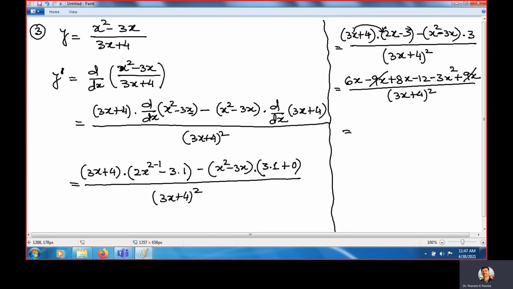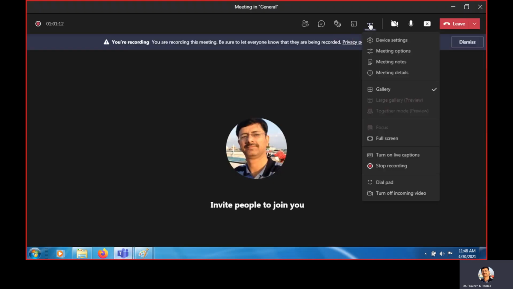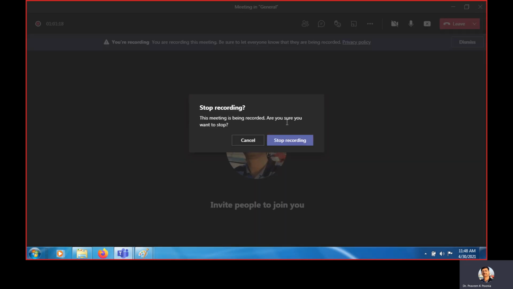Now simplify. The first term is minus 3x power 2. The x term, 6 plus 8, 14x. Minus 12, upon (3x plus 4) power 2. So this is how we are solving the questions. Only the first term is the formula, the use of differentiation. Then the rest is calculation. Okay. So in this lecture, dear friends, we have learned two important properties: the derivative of product and division. Thank you.